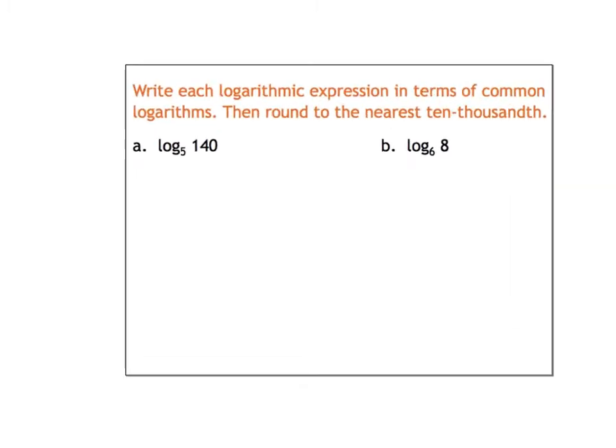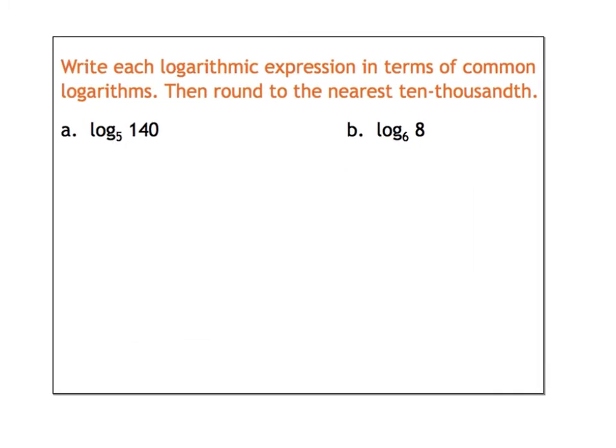All right, so right here we're just going to practice rewriting these logs and then dividing it out to get an actual decimal. So this will turn into log 140 over log 5. So remember that these are both common logs with a base of 10. So what I'm actually going to do is, in my calculator, I can plug in log 140 divided by log 5. All right, so that will give me 3.0704.